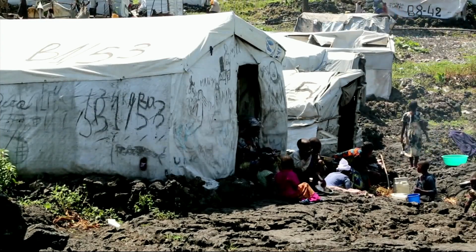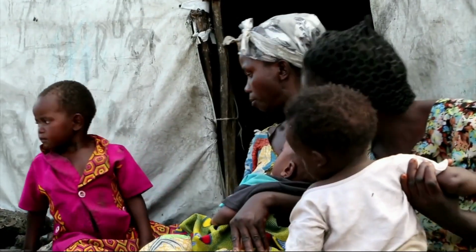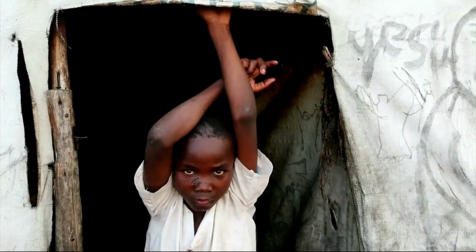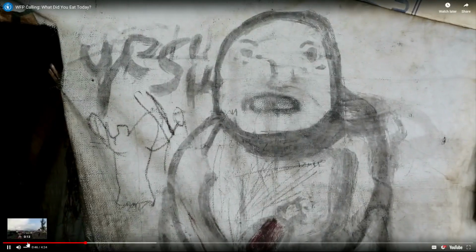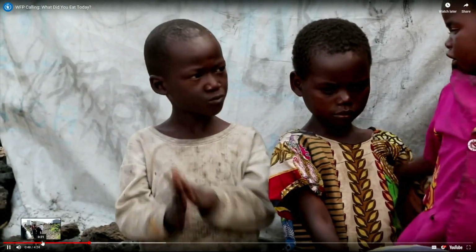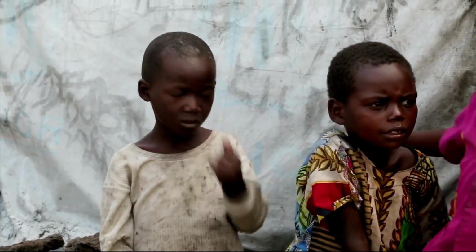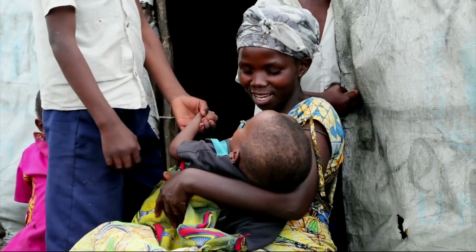One of the 300 participants in the survey is Agnes Nienzira, a widow whose husband was killed in fighting in their home province of Masisi. She fled to Mugunga with 6 children 5 years ago. Her youngest was born in the camp.